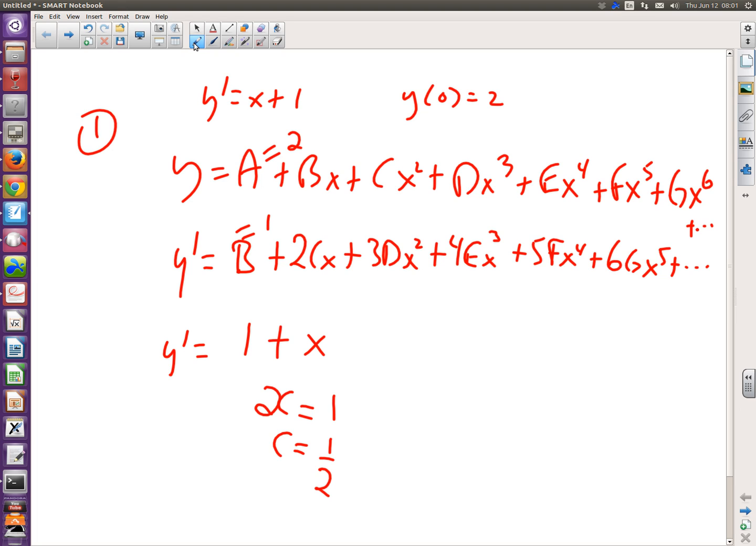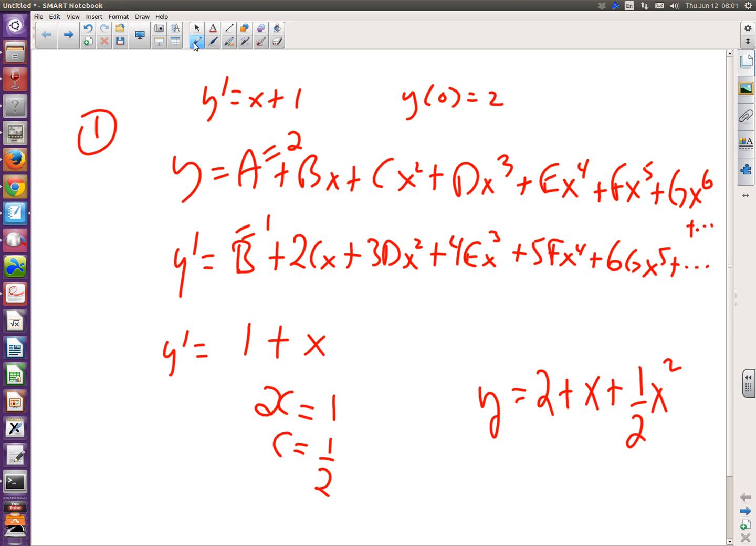Now, realize that there's no x squared term, so d is 0. There's no x cubed term, so e is 0. There's no x to the 4th term, so f is 0. Everything else is 0. So you're done. What's y? y is a plus bx, b is 1, plus cx squared, but c is 1/2.